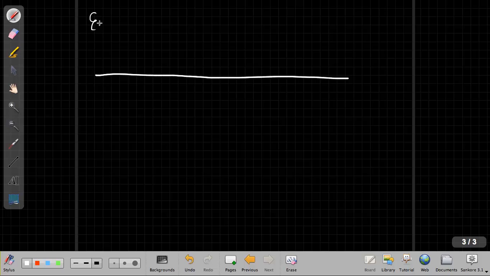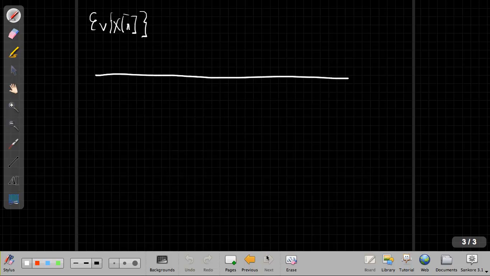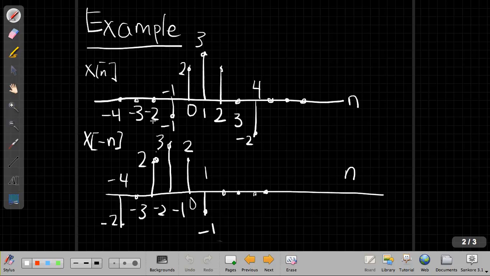So for the even part of x of n, we go back and look at the two signals. At minus 4, I have 0 plus minus 2. So that's a total of minus 2 times a half is minus 1. So we go to the next page, I get minus 1 at minus 4. So we're hopping back here, and this is really unfortunate. It would be better if I made an example I could fit it all on one page.